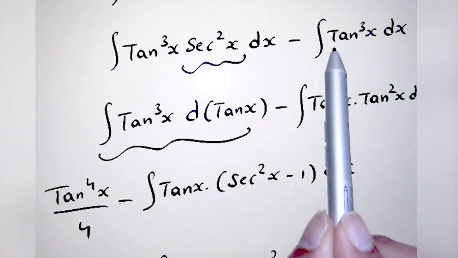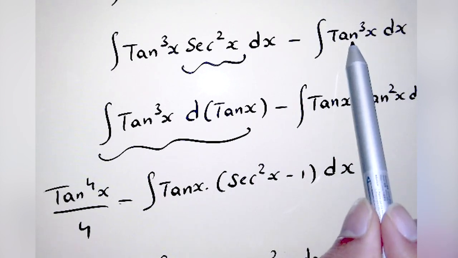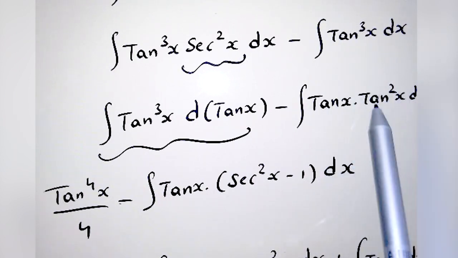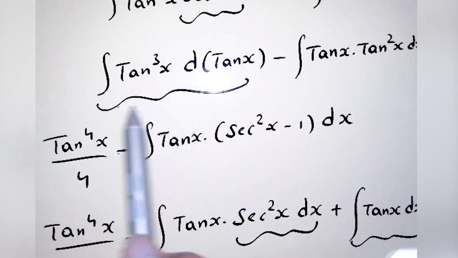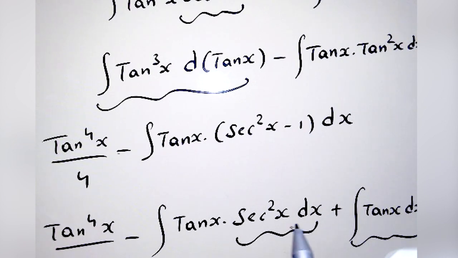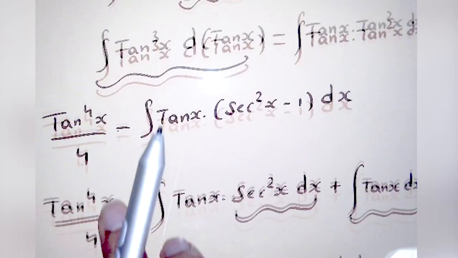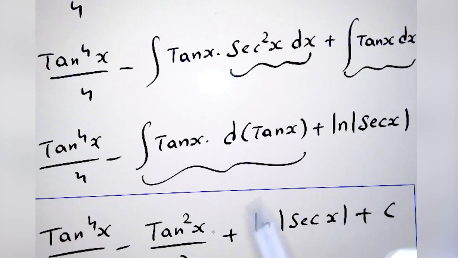So now I simply have integral tan cube x. So I will repeat the process. So split this tan cube x into tan x into tan square x and rewrite this tan square x as secant square x minus 1. So the first term is tan to the power of 4x divided by 4 minus integral tan x into secant square x dx. Minus into minus is positive. Integral tan x dx. So we have minus integral tan x d of tan x. So that is tan square x by 2. And integral tan x dx is natural log of modulus of secant x plus integration constant c.